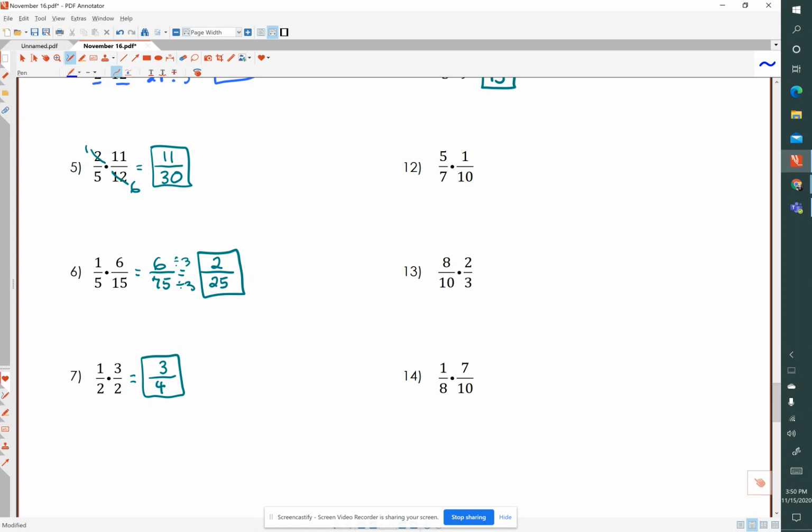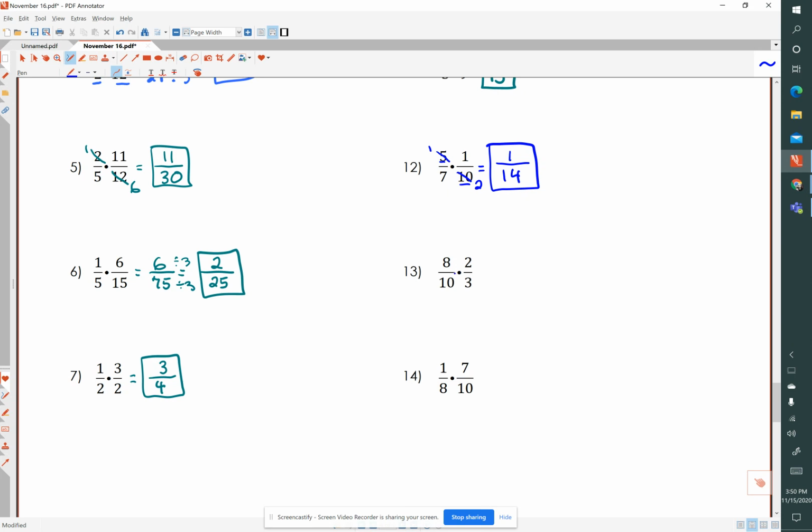Okay, let's see how you did. Did you see that you can cross simplify the 5 and the 10? 5 divided by 5 is 1. 10 divided by 5 is 2. Now step 2, we multiply across. 1 times 1 is 1. 7 times 2 is 14. And that is our final answer.